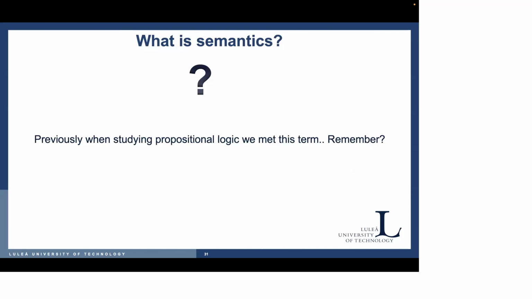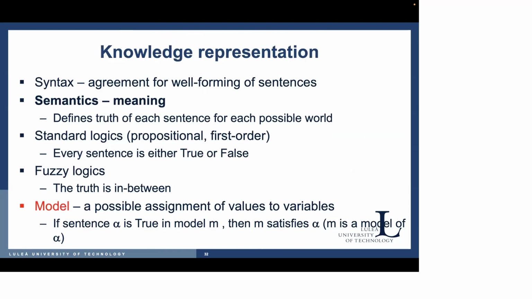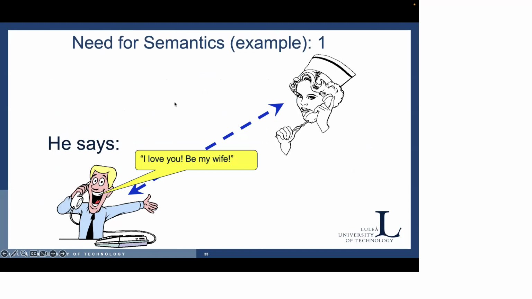So semantics. We come to this word, which is actually extremely overloaded and used differently in different contexts. Previously, when talking about classical logics, we talked about semantics as the definition of truth for each statement. Here we expanded somehow. We talk about the meaning of anything. And here is what we want to achieve at the end.